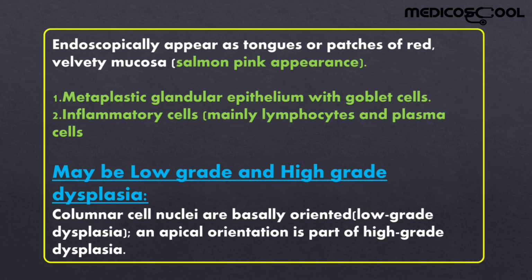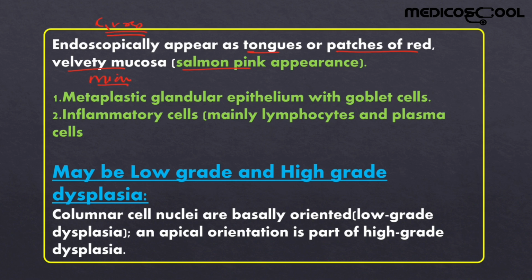Now, morphologically, we can see that there are tongues or patches of red velvety mucosa, which is also known as salmon pink appearance on the gross picture, and this is mostly seen on the endoscope.